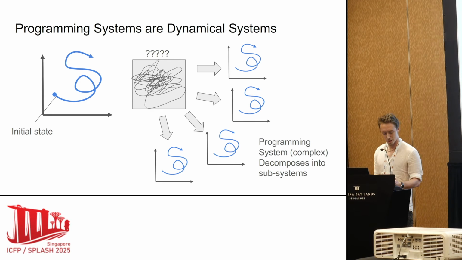So I like to start by noting that at a very abstract level, a programming system is just a dynamical system from physics. It has a current state, and this state evolves over time. For simple systems in physics, this state might be a single number or two numbers, but programming systems are complex and break down into lots of smaller subsystems.